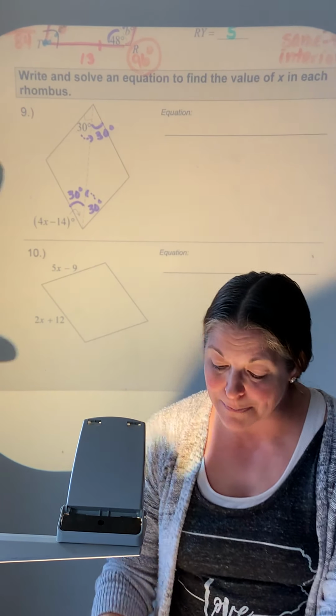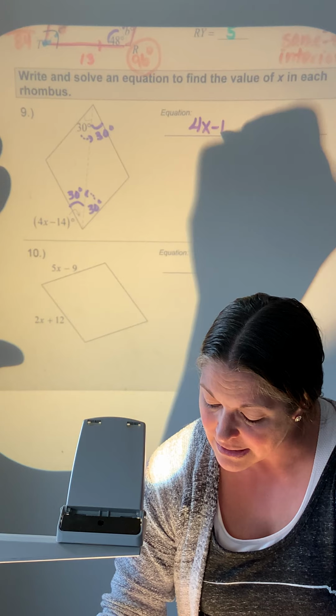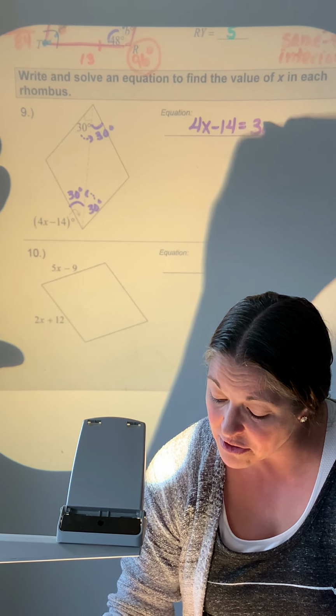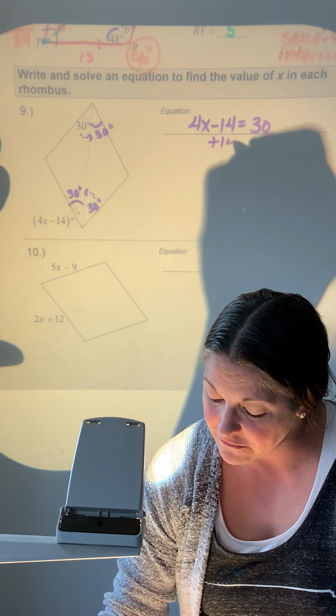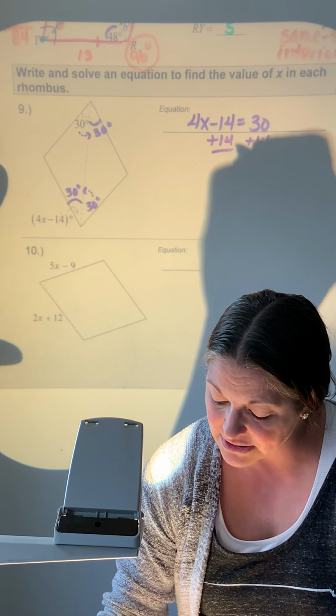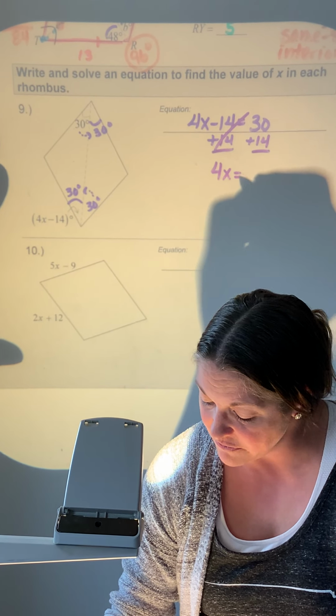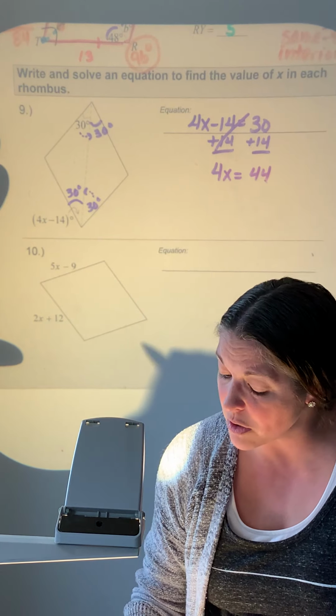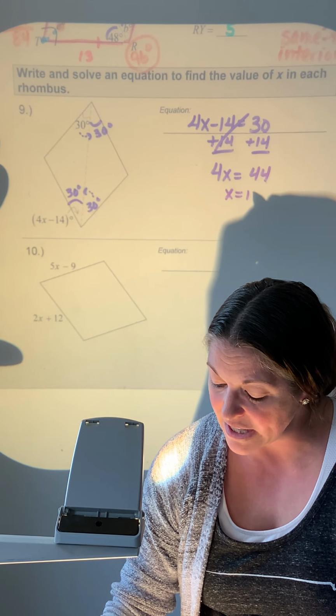So the 4x minus 14, we will set equal to 30. Add 14 over to the other side. That'll give us 4x equals 44. Divide by 4 and we'll get 11.